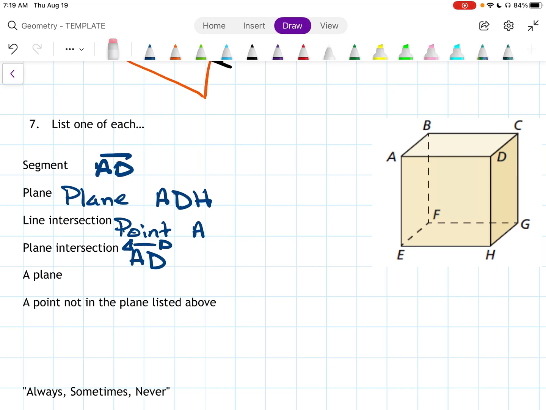Another plane. Let's do the back plane this time. So that's going to be this one back here, right? And these dotted lines back there are meant to kind of signify that it's kind of hidden. It's kind of behind it. So we'll say plane BCG. And we want a point that is not on that plane. So let's grab point, I don't know, point E would work, right? Because it's not on that plane. So we'll say point E. Okay. There's all kinds of ways that you could label this. There's all kinds of answers you could have for these. I'm just trying to show you different ways to look at it, okay?